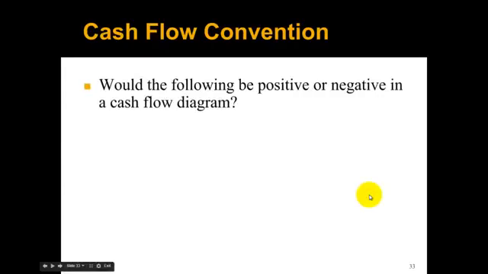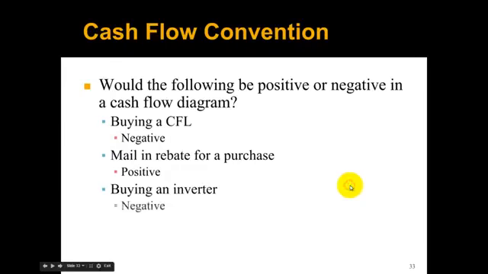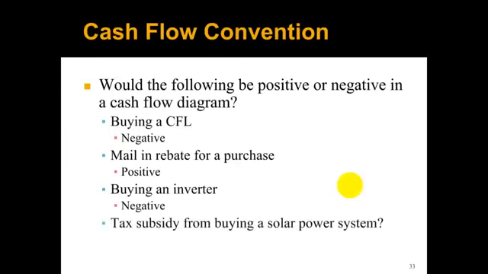So let's talk about whether the following examples would be positive or negative in a cash flow diagram. If you're buying a CFL, that's money leaving your pocket, so that would be negative. If you're mailing in a rebate for a purchase, you're going to be getting money back, so that's positive. If you're buying an inverter for a solar power system, you're buying something, cash is leaving your pocket, so it's negative. If you're getting a tax subsidy from buying a solar power system, that's cash going into your pocket, so that's positive.